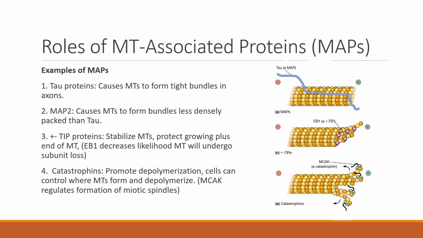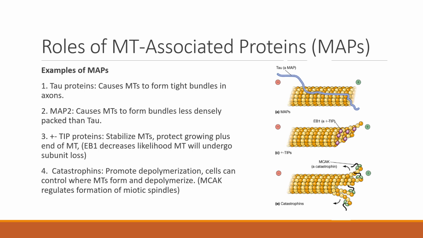And finally, I'm going to explain some of the roles of microtubule-associated proteins, or MAPs. There are many different types of MAPs. MAPs are regulatory proteins that can bind to microtubules, which allows for interactions with other filaments and cell structures. I've listed a few here, which are the tau protein, MAP2 proteins, plus minus tip proteins, and catastrophins.